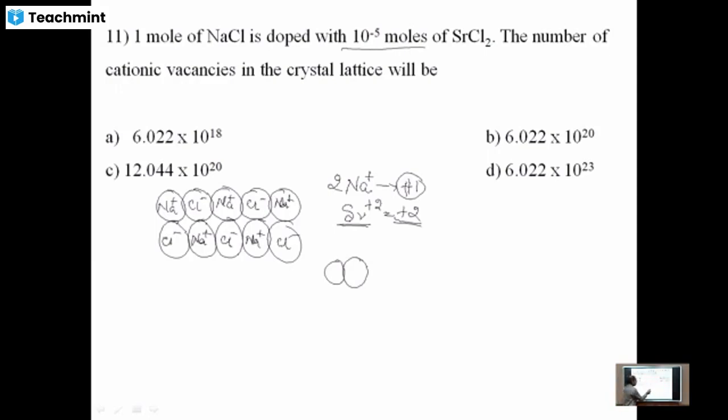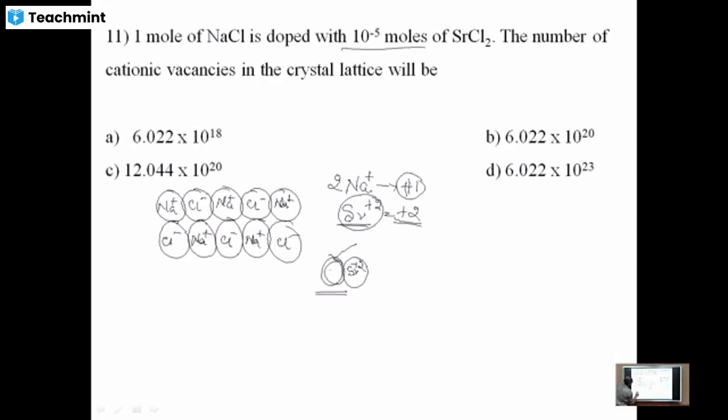Remember, when 2 sodium ions are removed, one of the lattice sites is occupied by strontium. It came into the vacant site of this crystal. So out of the two, one of the vacant sites is occupied by strontium ion, another lattice site remains vacant. What I mean to say, when one strontium ion enters into the crystal, one vacant lattice site is produced.